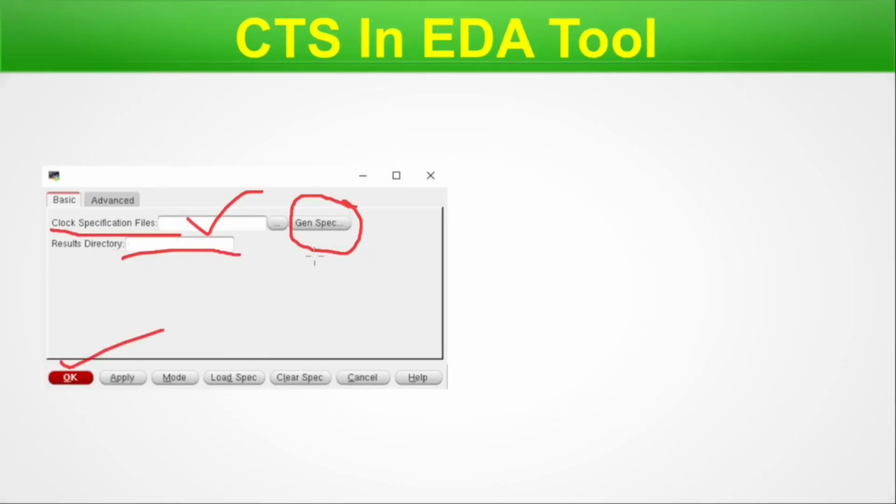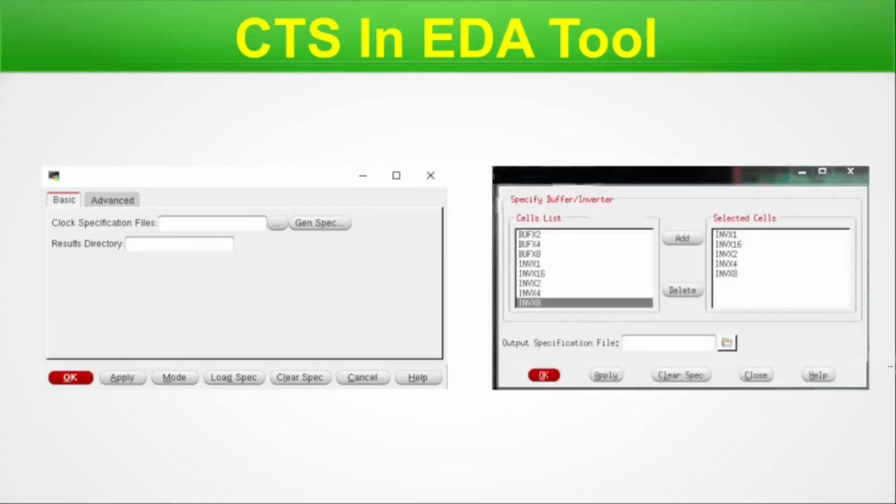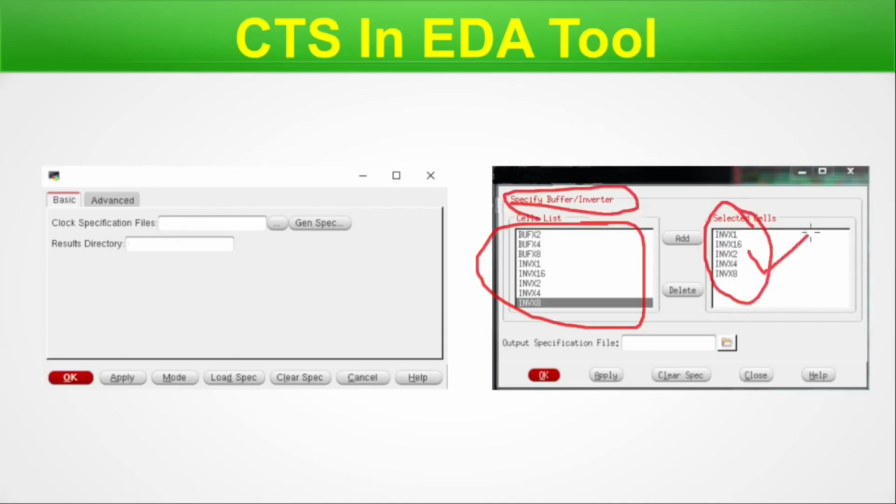In case you are not done, before this all the steps are done in the EDA tool. This image is for the CTS only. So here you can gen spec, or in case you have a handcrafted CTS tech file or CTS file, you have to use this button to load it here, and this will give the output directory. And once you are done with these two, you click on apply and then click on OK. Once you are done with this window, the next window comes like this. So you can see here the library is there, and here the buffers and inverters will be there. You have to pick up the buffer or inverter, whatever you want to include in the CTS tree. So those you have to handpick.